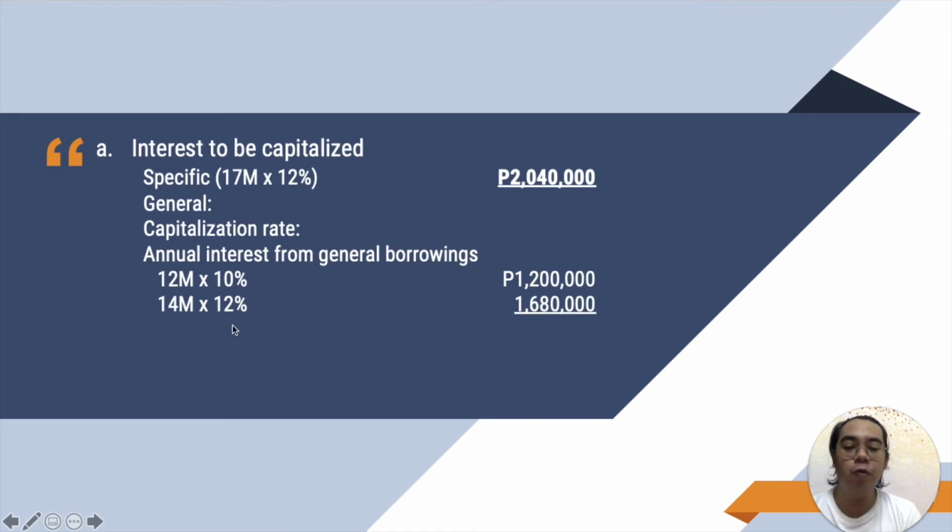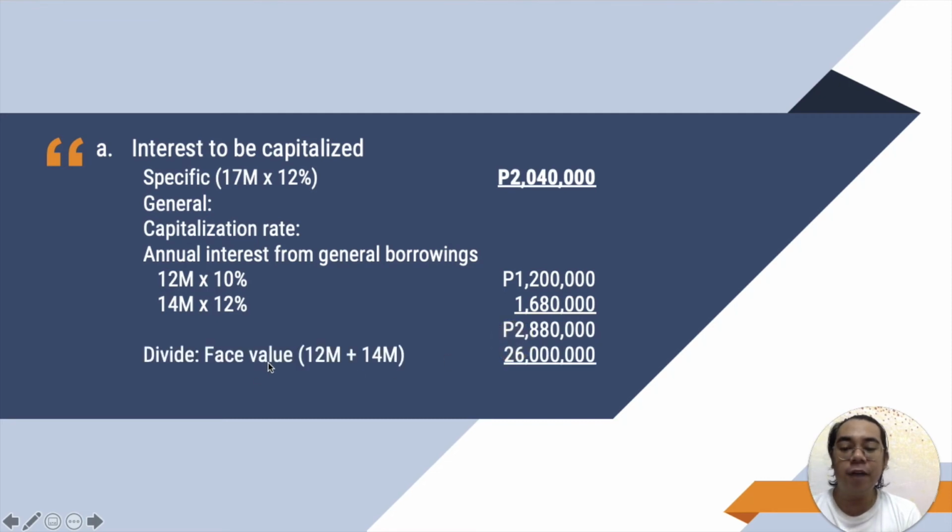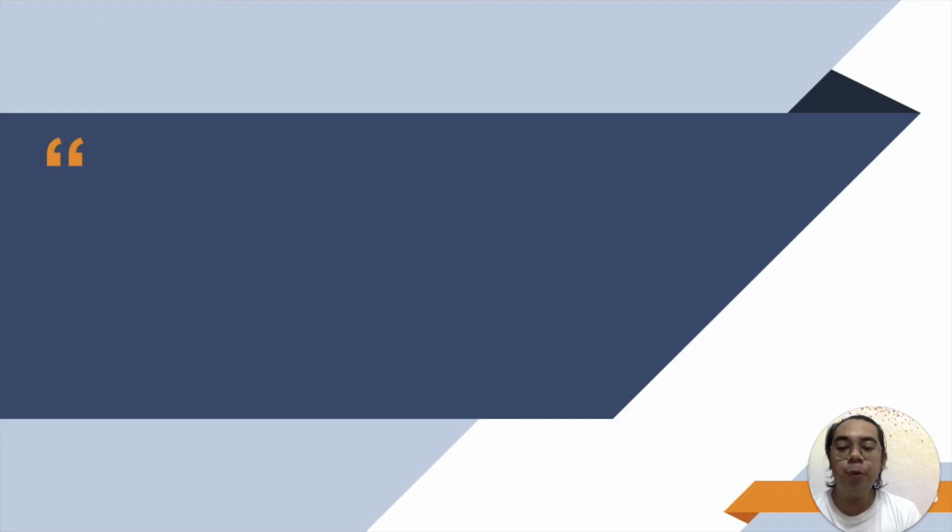Then we have 14 million times 12%. The total interest is 1,680,000, for a total interest of 2,880,000. Divide that by the face value of total general borrowings, which is 12 million plus 14 million. That's 26 million. The capitalization rate is 11.08%.